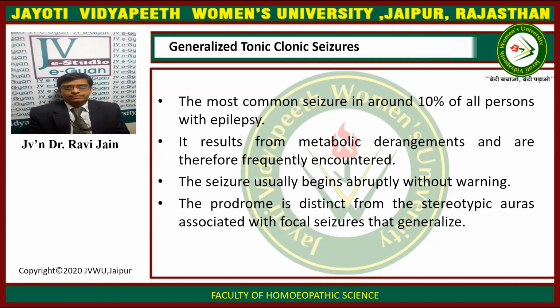The generalized tonic-clonic seizure is the most common seizure, seen in around 10% of all patients with epilepsy. It results from metabolic derangement, therefore it is frequently encountered. The seizure usually begins abruptly without warning. The onset is distinct from the stereotypic auras, which are associated with focal seizures that generalize.